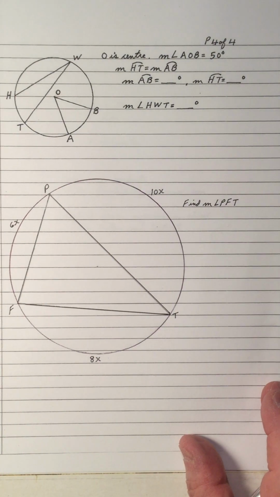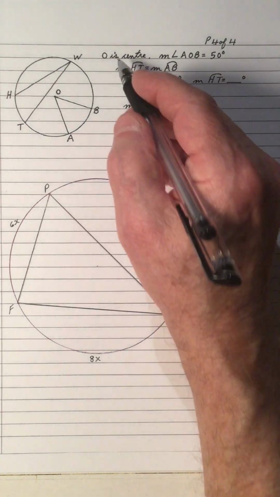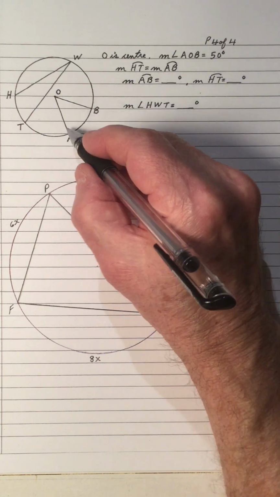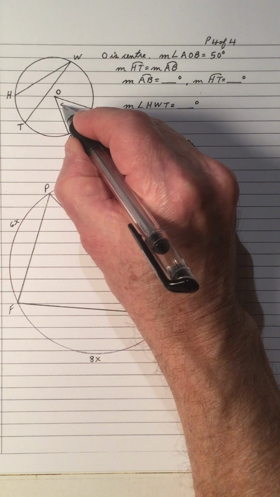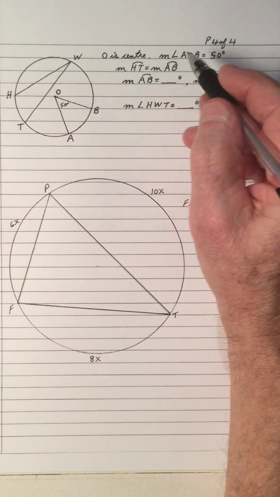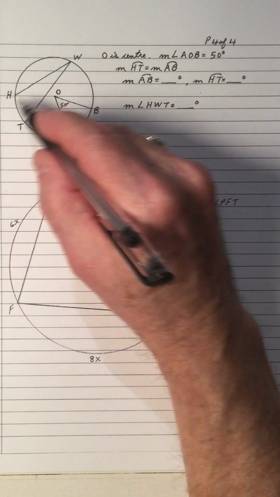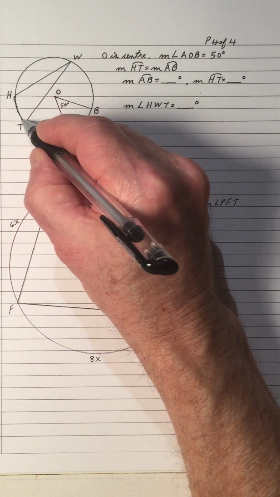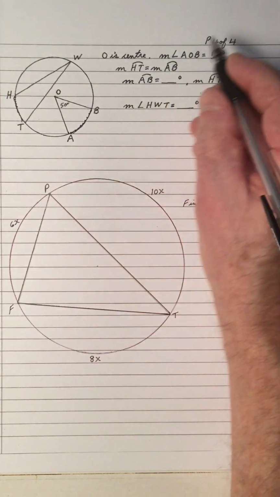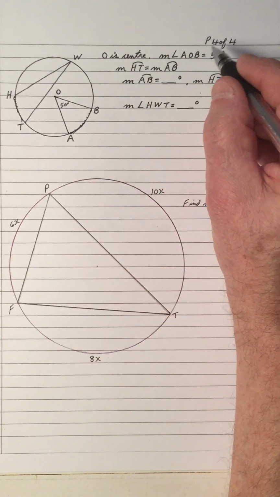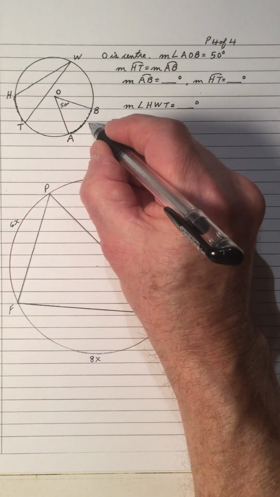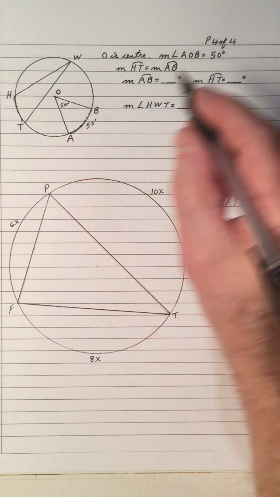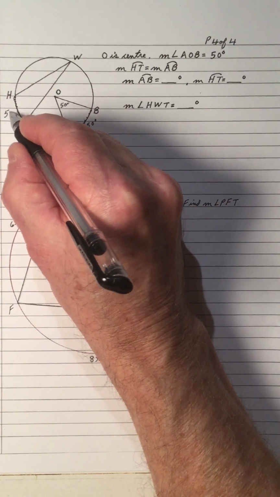Okay, again, some more problems. The more we do, the better we should understand, hopefully. O is the center of the circle here, and we have the measure of the angle AOB is 50 degrees. It says that the measure of the arc HT is equal to the measure of the arc AB. So this arc right here is the same measure as this one. What is the measure of AB? Well, the angle AOB is 50, so the measure of the intercepted arc is 50. Since these two arcs are equal, this arc is equal to 50.